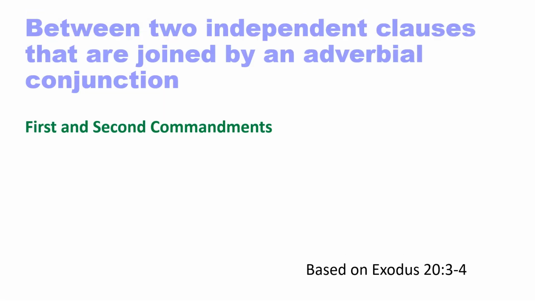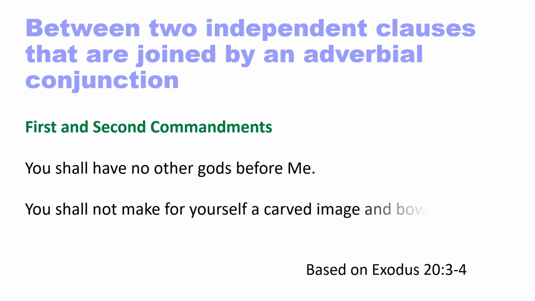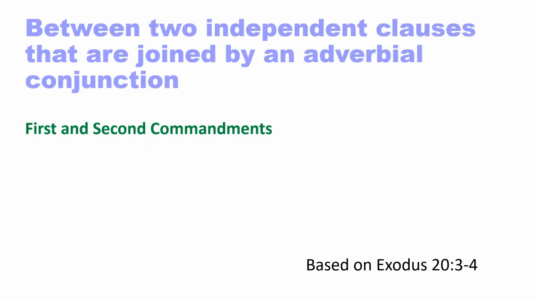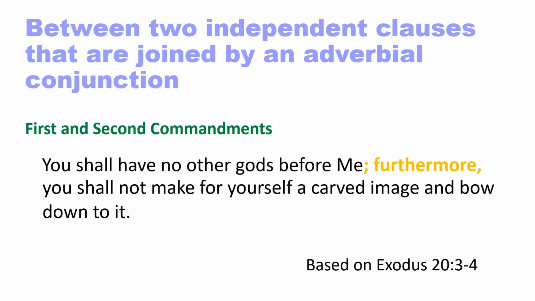Once again, technically speaking, this sentence could be expressed in two separate sentences. Take a look. You shall have no other gods before me. You shall not make for yourself a carved image and bow down to it. This is really how it's expressed in the Bible. But we've placed the semicolon, conjunctive adverb, comma to bring these two ideas together in one sentence.